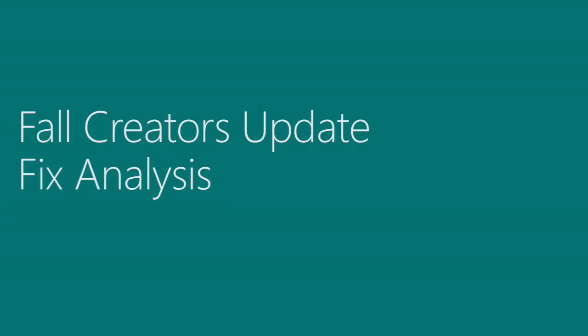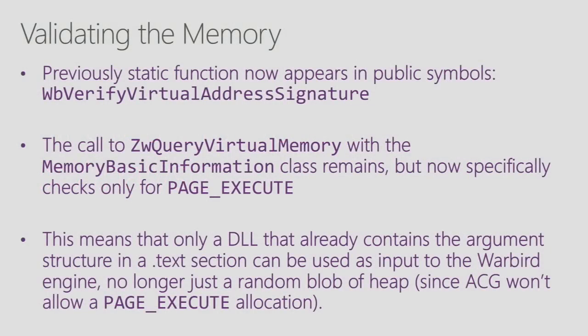This is a design-level flaw in the kernel, in my opinion, where you've made the kernel an unpacker. Well, there was a function there that did that check: are you execute-read-only, or are you read-only? Which now in Redstone 3, in Fall Creators Update, is seen as WbVerifyVirtualAddressSignature. And this now checks, are you executable? It no longer checks, or are you read-only? So unless you can grab executable memory somehow, which is in violation of ACG, you can't use Warbird anymore.